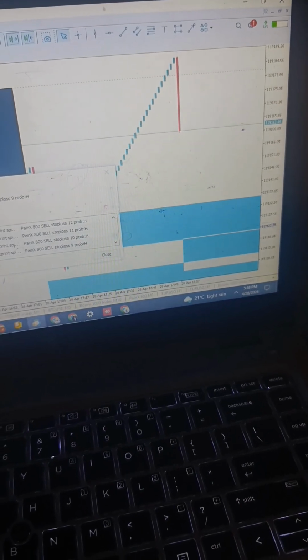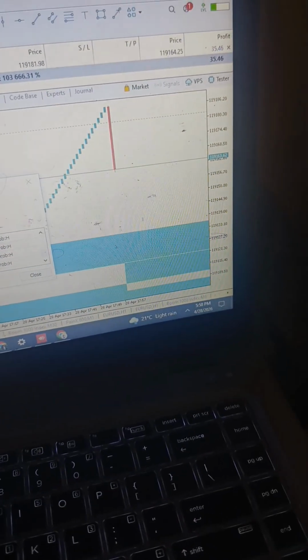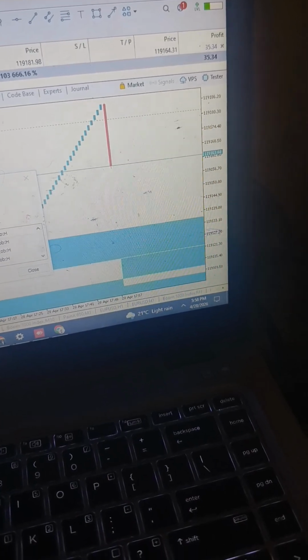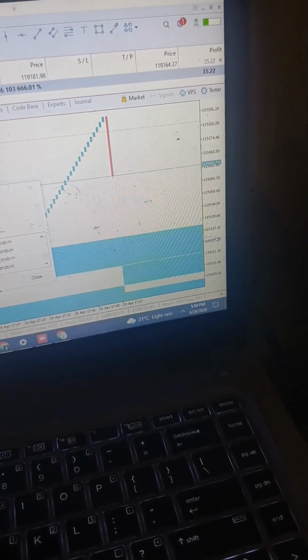And how much have we made from the trade? So let me go to the toolbox and we see how much we have made from this exact signal. You can see that is $35. 3 minutes, you already have your $35. A simple process to follow.